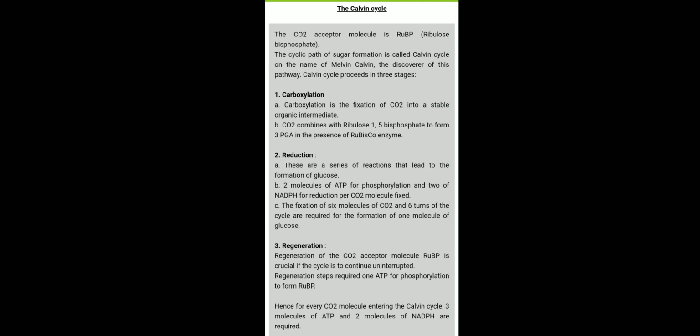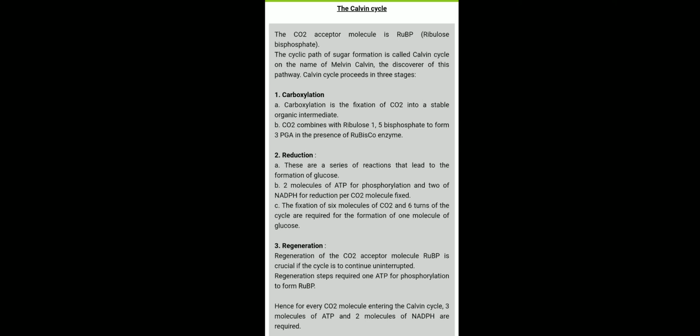Earlier, the RuBP molecules were fixing the CO2. Now what happens? Again this RuBP molecule is formed, so that the process can continue uninterrupted. For this process to continue, the regeneration step requires 1 ATP for phosphorylation. So 6 molecules of RuBP are formed, and there 6 ATP molecules will be required.